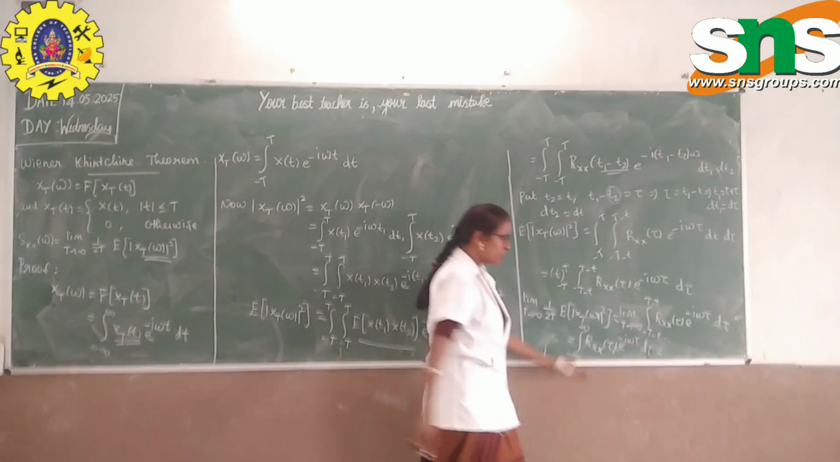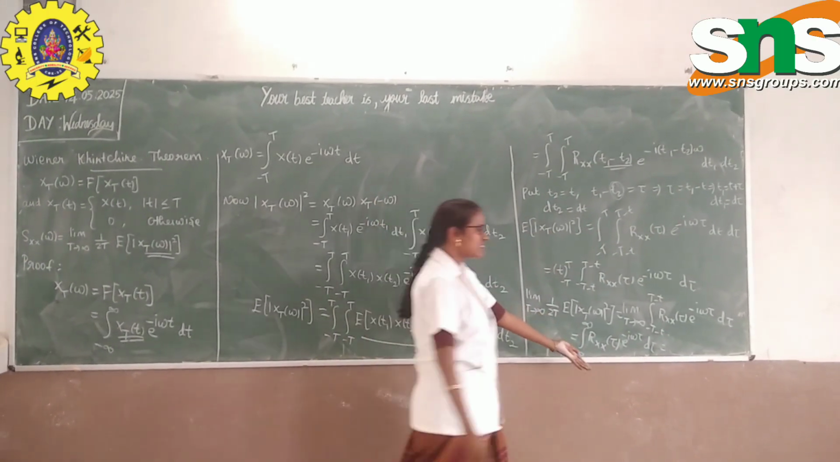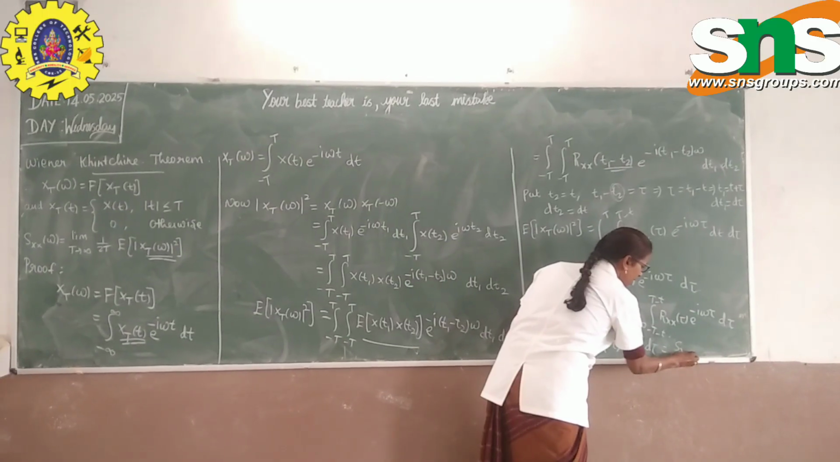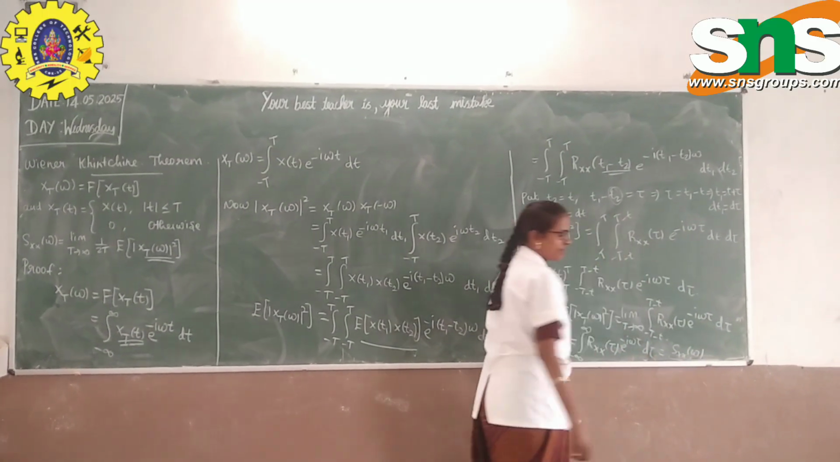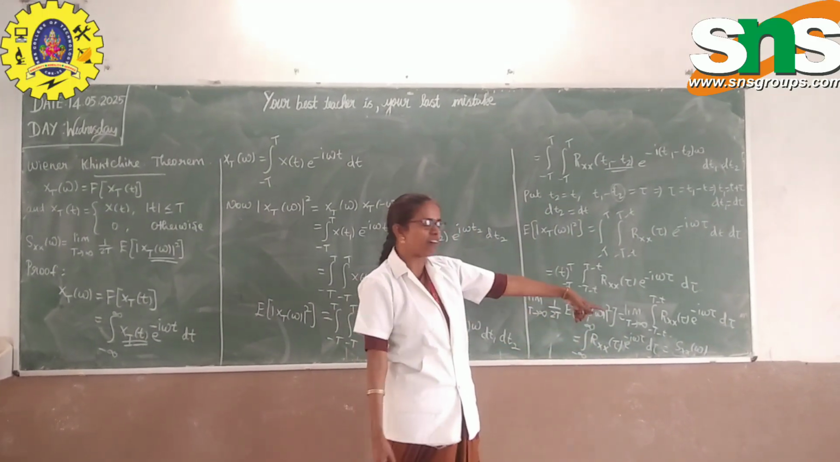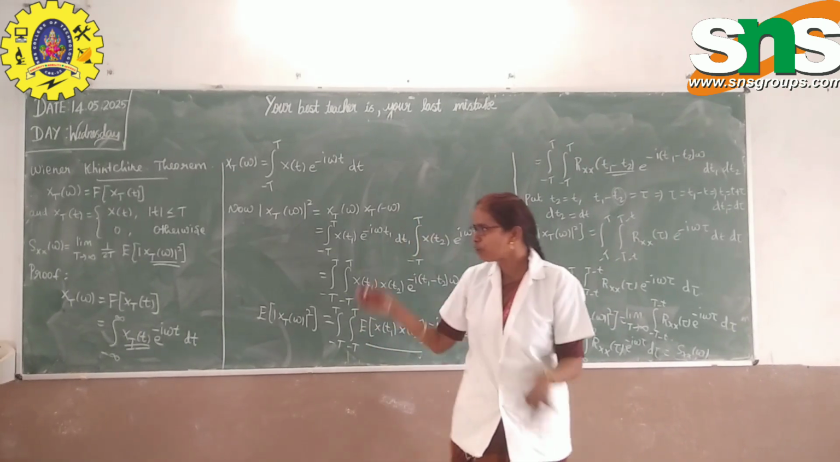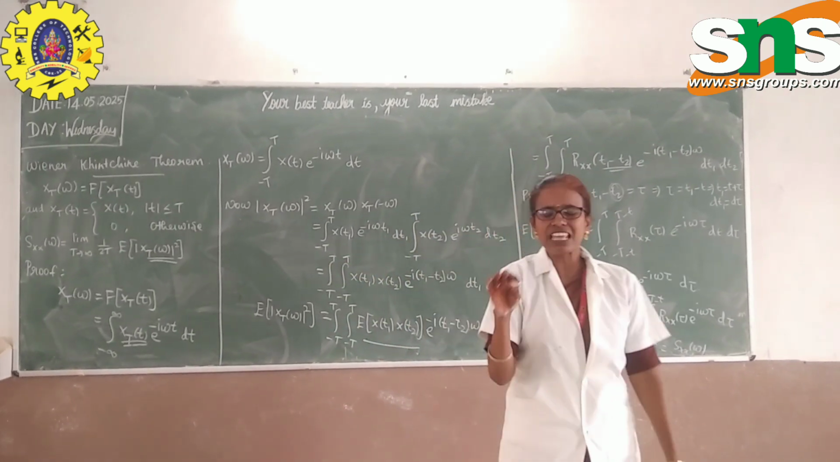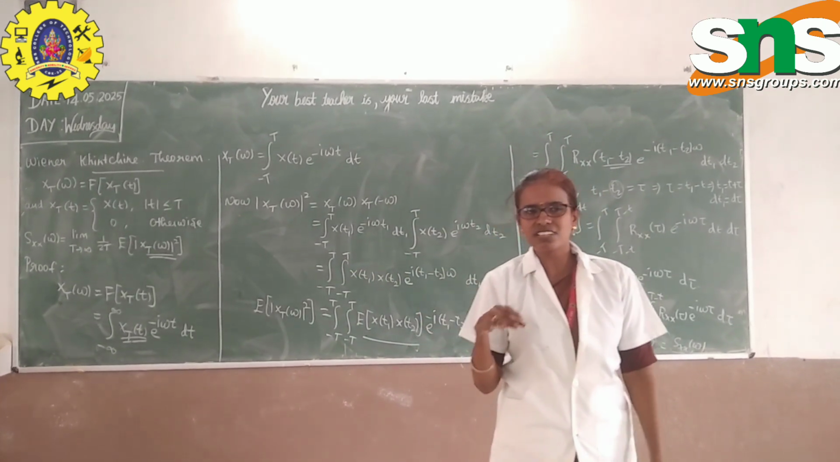So this is nothing but S_xx of omega. This is one of the formulas for power spectral density. This way we have proved the theorem. I think we don't have any clarification, so we close the session. Thank you.